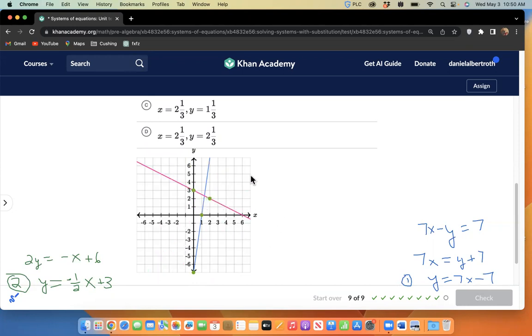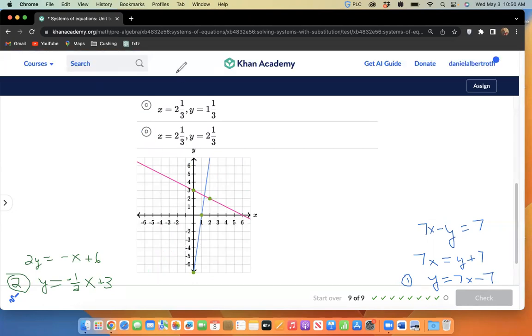So the solution is somewhere in the vicinity. The x value is like 1 1/3. The y value is 2-ish. Oh, no. This is the solution. So x is like 1 1/3, but y is like 2 1/3. So x is 1 1/3 because 1 and a little bit, and y is 2 1/3. So 1 1/3, 2 1/3.